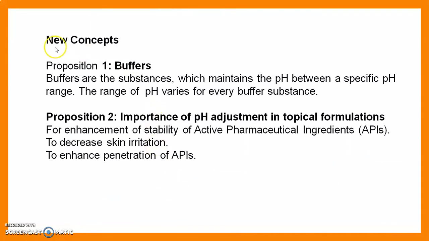Then we see the new concepts regarding this experiment, that is buffers. Buffers are substances which maintain the pH within a specific pH range. The range of the pH varies for every buffer substance. Then the second concept, the importance of pH adjustment in topical formulations: for enhancement of stability of active pharmaceutical ingredients, that is APIs, to decrease skin irritation, and to enhance the penetration of the APIs, that is, to increase the penetration power of the active pharmaceutical ingredients.